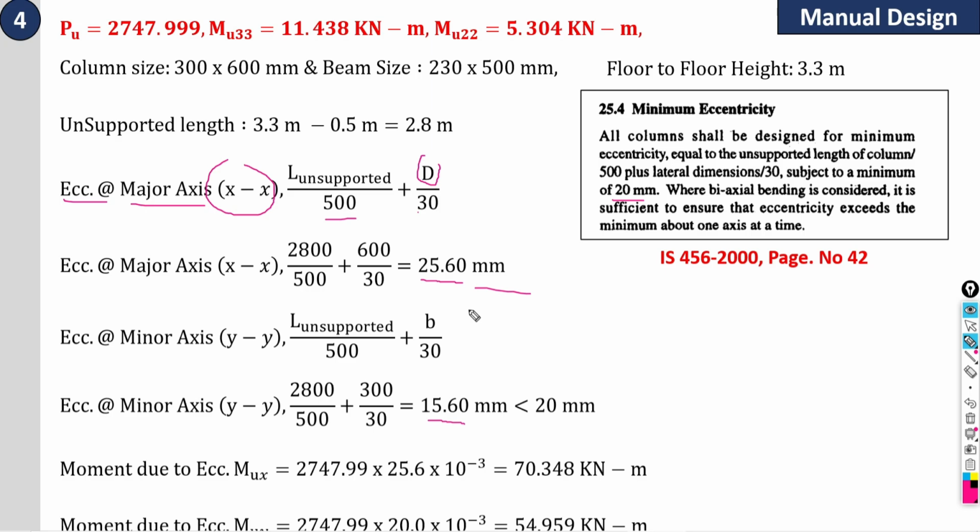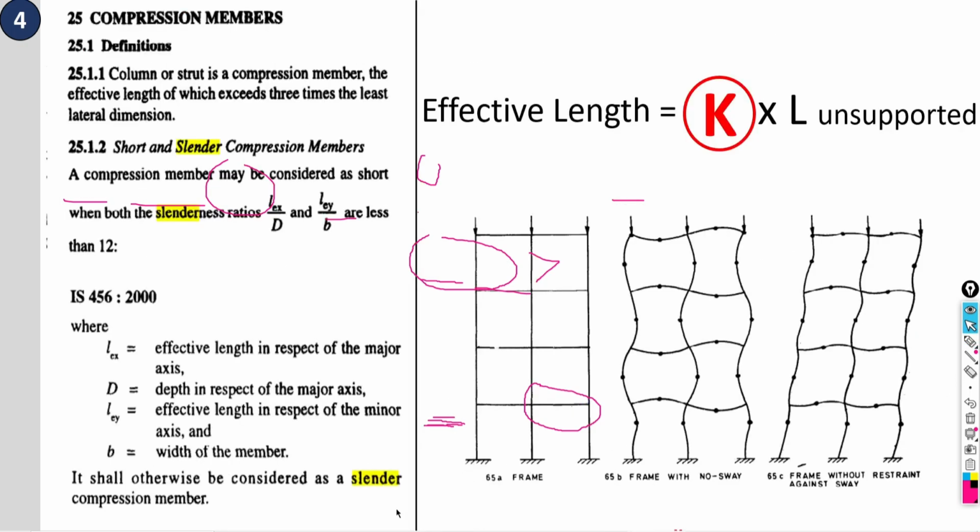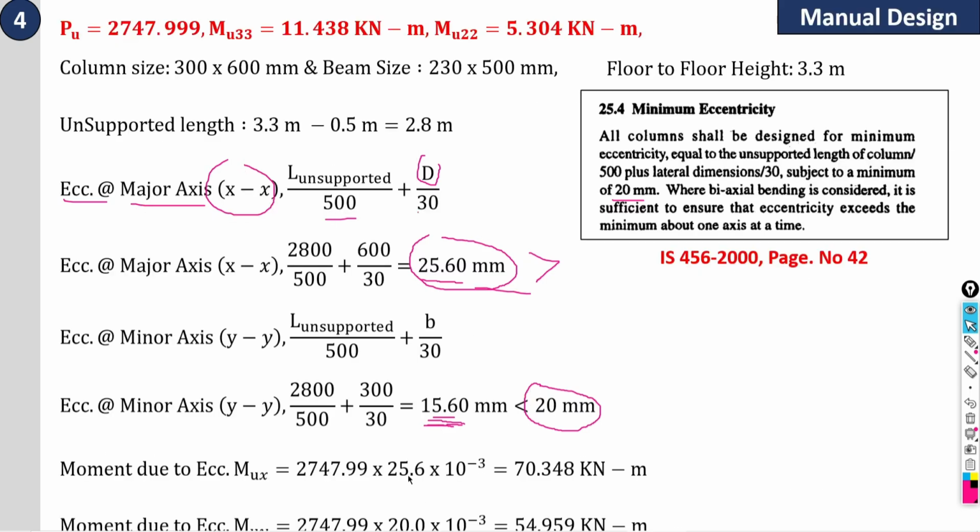If after the calculation you are getting a value less than 20, you have to consider at least 20 mm. So here after doing the calculation, we are getting the value more than 20, so that's fine. But for the minor axis we are getting the eccentricity less than 20. So that's why, my dear friend, we are going to consider the moment due to eccentricity.